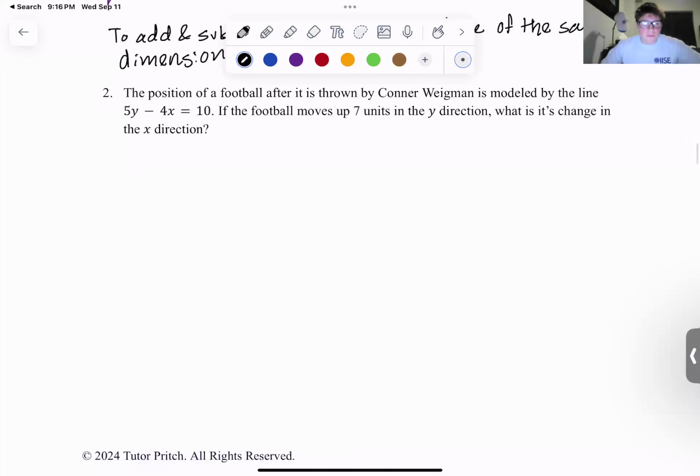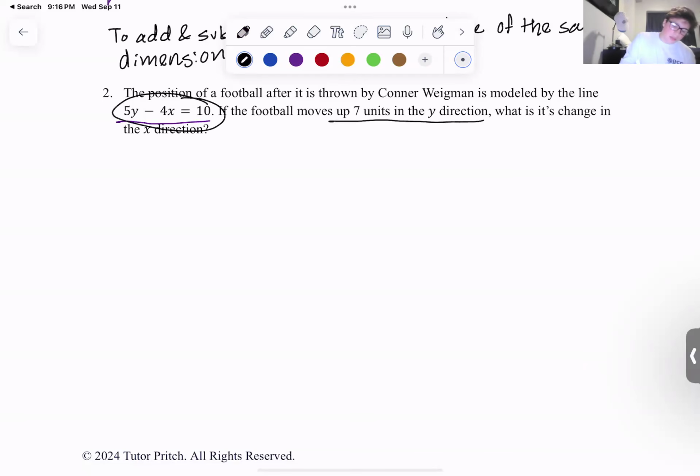Question number 2. The position of a football after it is thrown by Connor Wayman is modeled by the line 5y minus 4x equals 10. If the football moves up 7 units in the y direction, what is its change in the x direction?